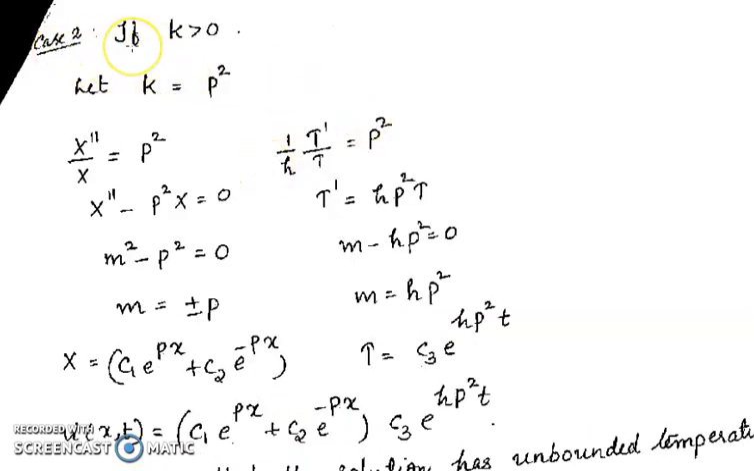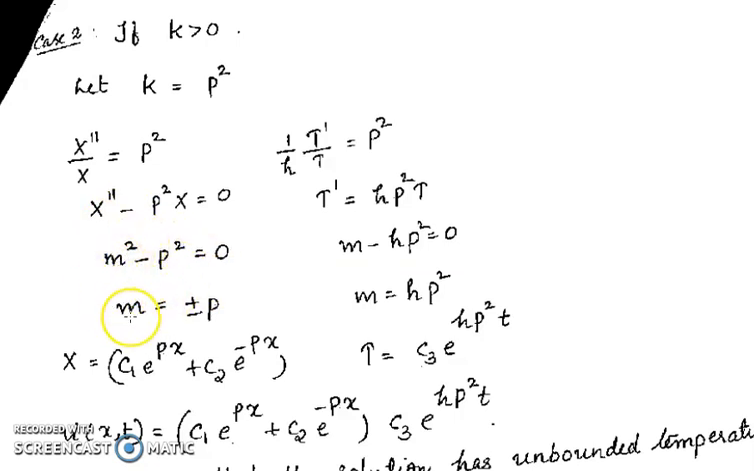Now we consider the second case, that is k is positive. Then here we consider k equal to p square, since square is always positive. Then we have X double dash by X equal to p square, and on cross multiply we get X double dash equal to p square X, and that is same as X double dash minus p square X equal to 0. And its auxiliary equation is, by introducing the operator d by dx as capital D, we get the auxiliary equation m square minus p square equal to 0. That is m square equal to p square.